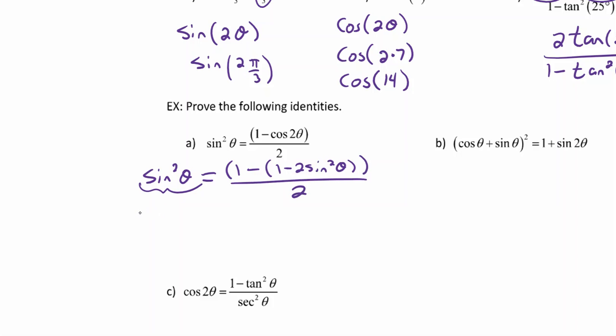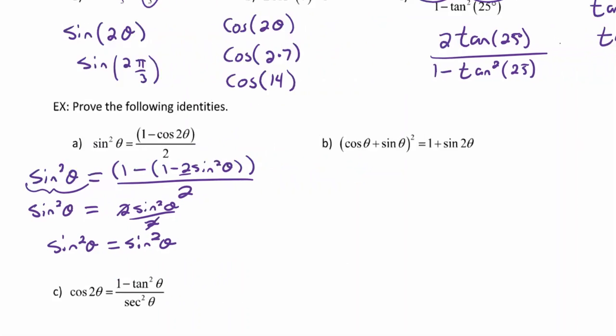Okay, and then we'll just simplify that up. So sine squared theta is equal to, if we distribute the 1 or whatever, you can end up seeing that the 1's cancel, and we would just have 2 sine squared theta over 2. So those cancel. So again, we end up proving that this identity is true. Okay, next one.